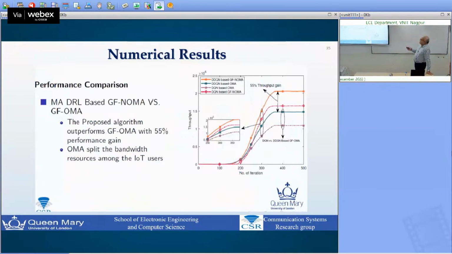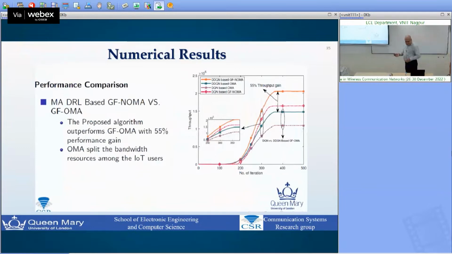Say when you take graph-free NOMA and orthogonal multiple access, this yellow and this green, there is the gap. Similarly, the red and this purple. When we take double deep Q network, there is a significant gain, because with a huge number of devices, an orthogonal split divides the spectrum and there is not enough bandwidth. But with non-orthogonal, by having different power levels, we can utilize the whole spectrum.